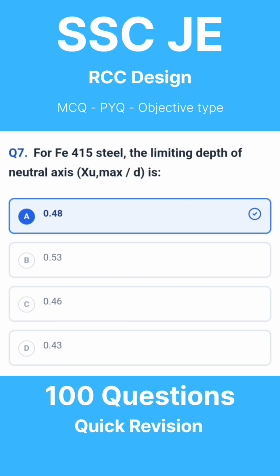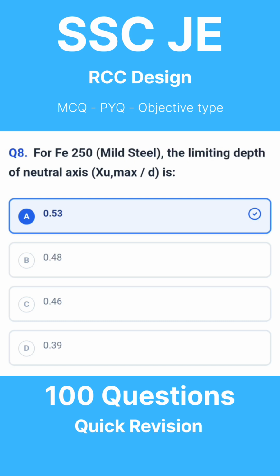Question 7. For Fe 415 steel, the limiting depth of neutral axis, Xu,max divided by d, is. The correct answer is 0.48. Question 8. For Fe 250 mild steel, the limiting depth of neutral axis, Xu,max divided by d, is. The correct answer is 0.53.